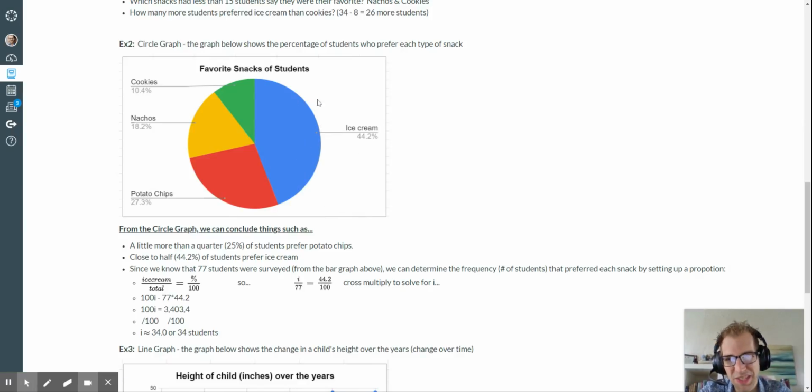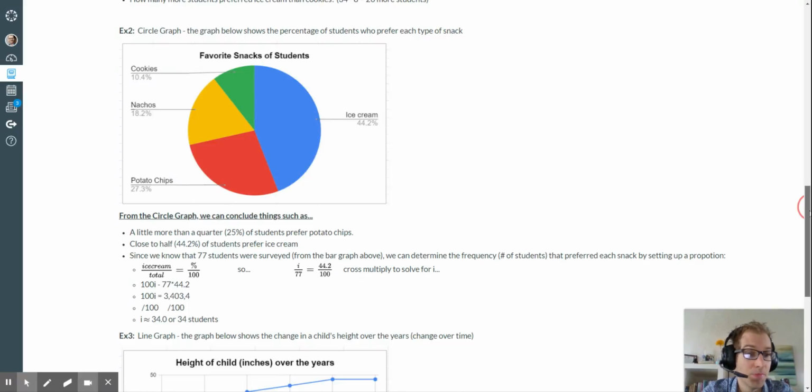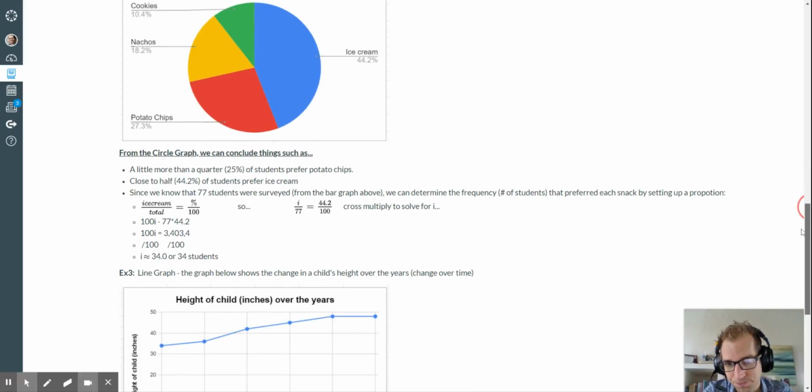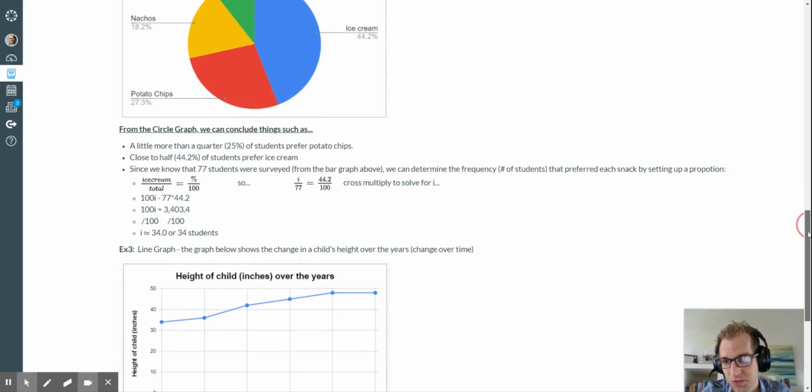But more importantly, what it's great for is realizing, look at this, almost half of that circle is blue, right? So almost half liked ice cream. Not quite, it's about 44%, 50% would be half, but you can see a pretty good portion, almost half, liked ice cream as their favorite. So there's things like that. You can also see a little more than a quarter preferred potato chips. Once again, this red section's about 1/4 of the pie there, or of the circle.